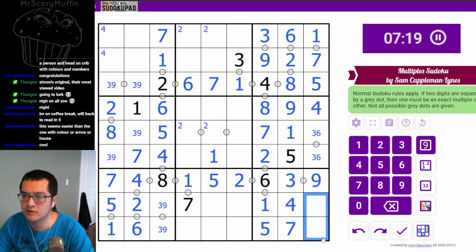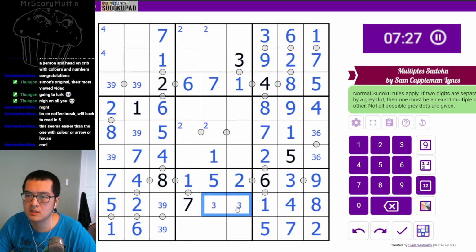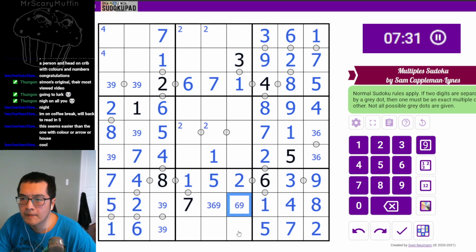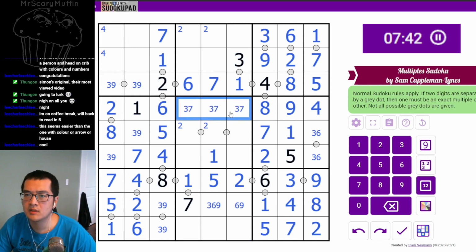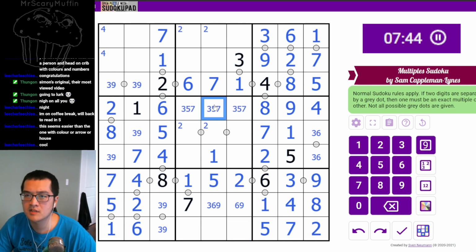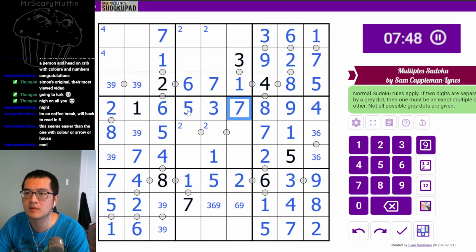What's left here? 2 and 8. I can put those in. Don't mind if I do. 3, 9, and a 6. Can't be a 3. 1, 2, 3, 7, and a 5. 7 and 5s are already there, so we'll get that. That's already a 7.